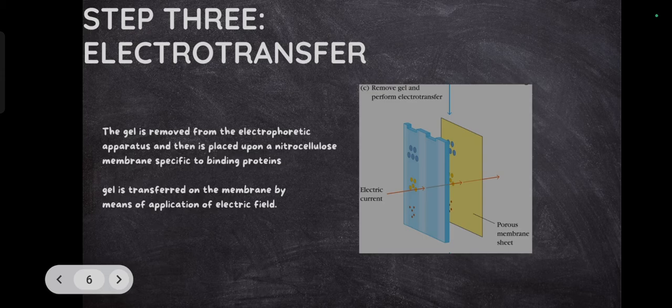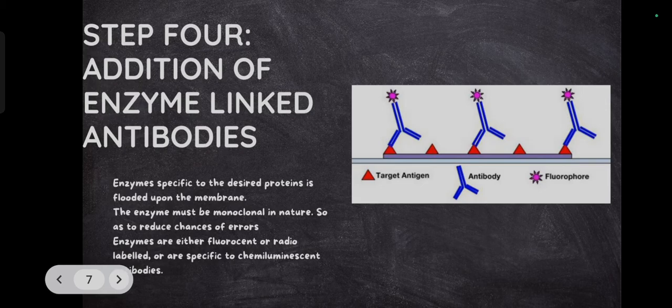This nitrocellulose membrane is then separated from the gel and flooded with the antibody of interest, which is either an enzyme-linked or radio-labeled antibody. Upon incubation for a certain period of time, the excess antibodies are washed away, and then the screening is done by means of either chemiluminescence or radiography. Enzymes specific to the desired proteins may be fluorescent or radio-labeled as well.